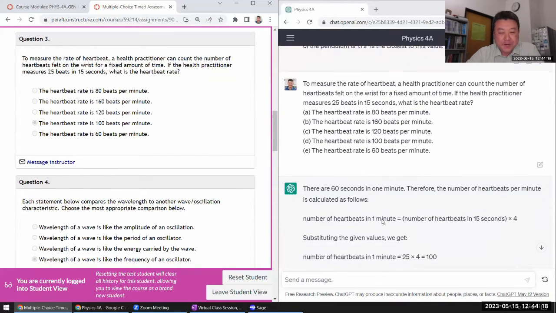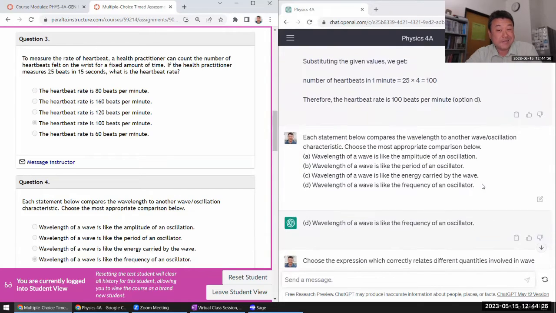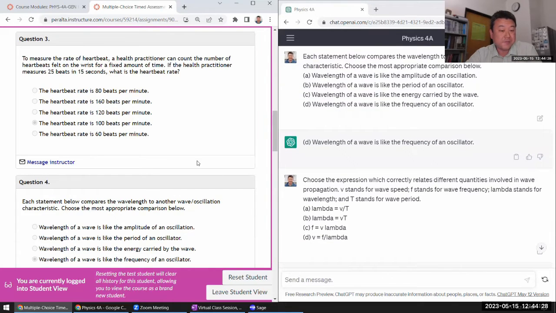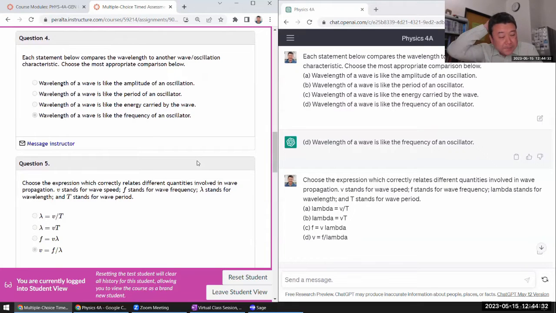So to measure the rate of heartbeat, yeah, I think I did it right. So yeah, 60 seconds in 1 minute. So with the 15 seconds, yeah, multiply by 4. That's the exact same way I did it. And here, so it missed it, and didn't even give it an explanation.